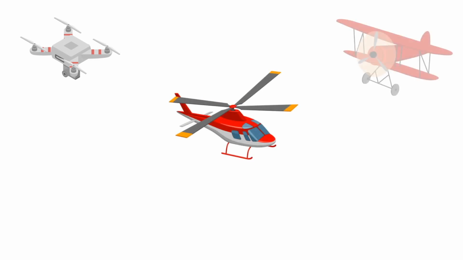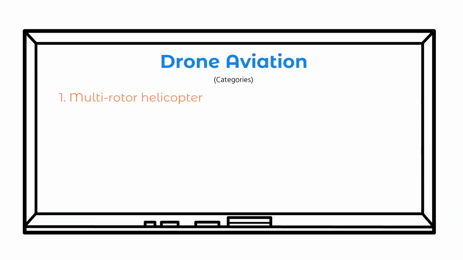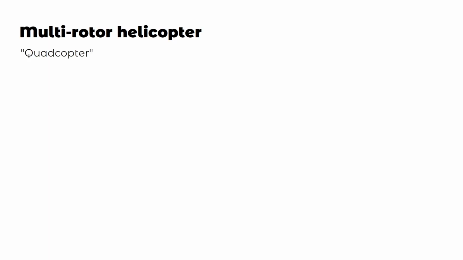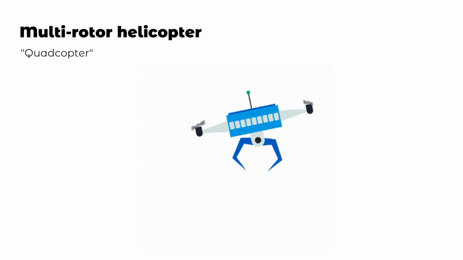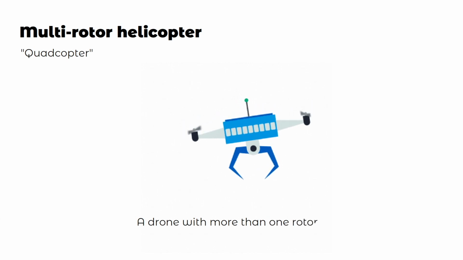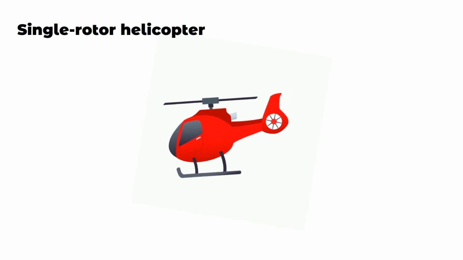You may wonder why all of these drones look different. Well, that is because there are 5 different categories of drones. Let's discuss them one by one. Multi-rotor. It takes off, lands, flies, and hovers like the traditional single-rotor helicopter. Single-rotor helicopter. This drone looks a bit like a traditional helicopter.